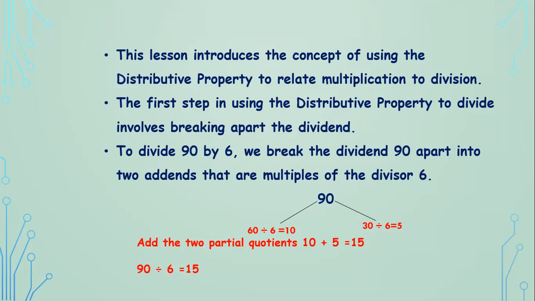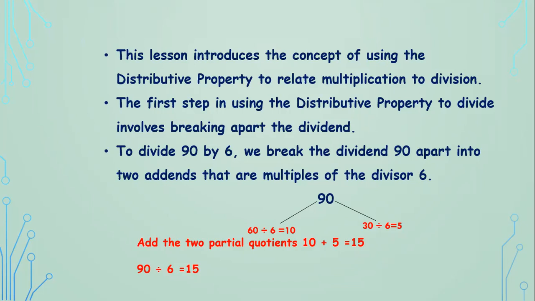So for example, in this slide, I have shown you 90. How will you divide the number 90 by 6? What you're going to do is use the distributive property and divide 90. For that, you have to break apart 90 into two numbers. For example, here we have divided 90 into 60 and 30, and both should be divisible by the divisor 6. So we break apart the dividend 90 into two addends, which are the multiples of the divisor 6.